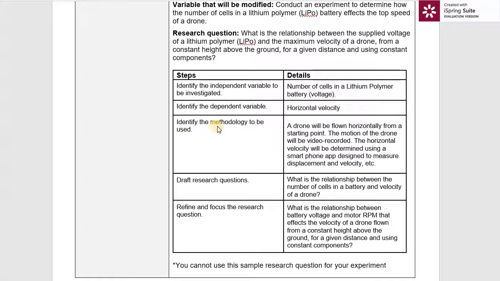Identify the methodology that you will use. So for example, a drone will be flown horizontally from a starting point. The motion of the drone will be video recorded. The horizontal velocity will be determined using a smartphone app designed to measure displacement and velocity, etc.